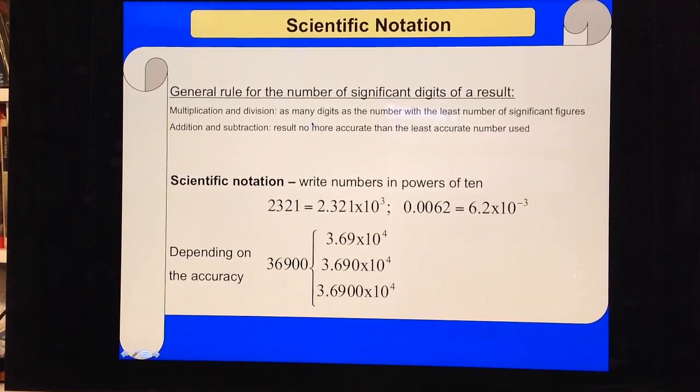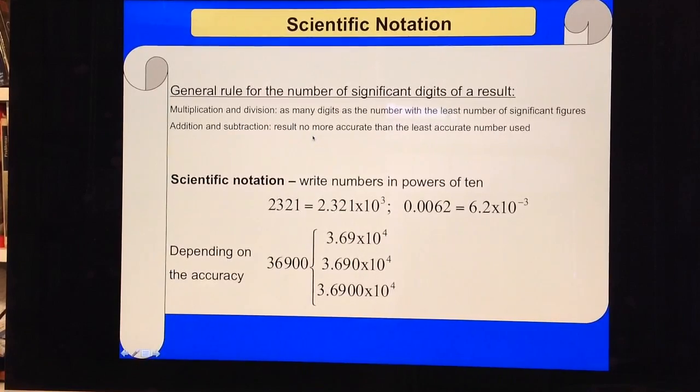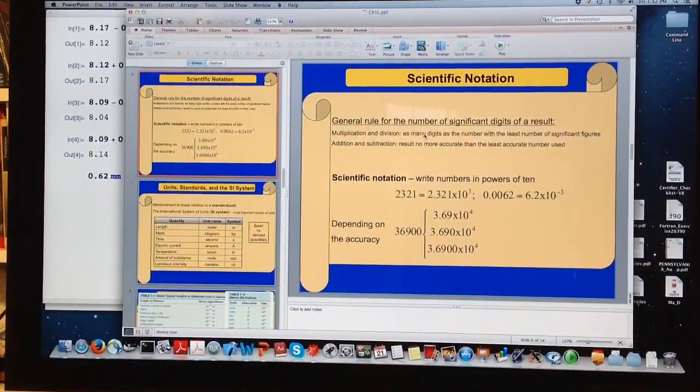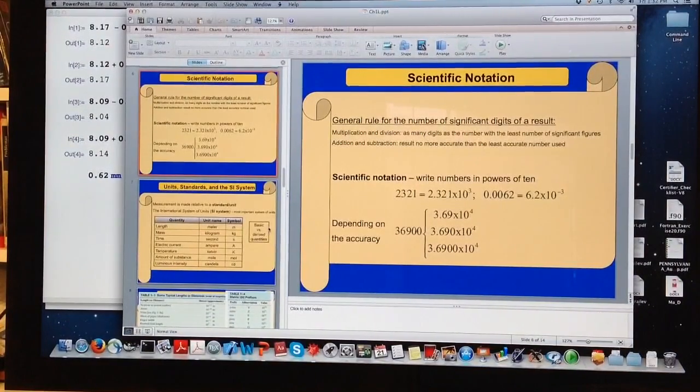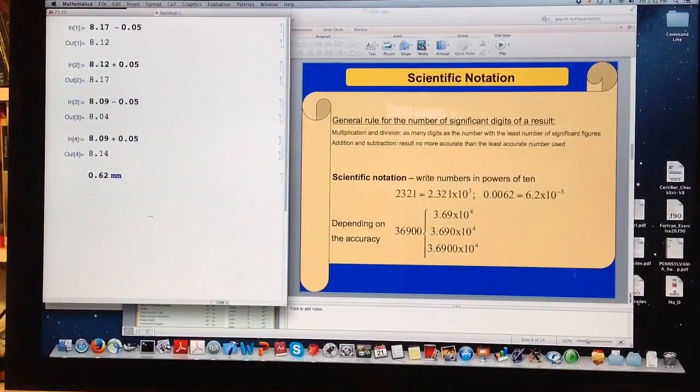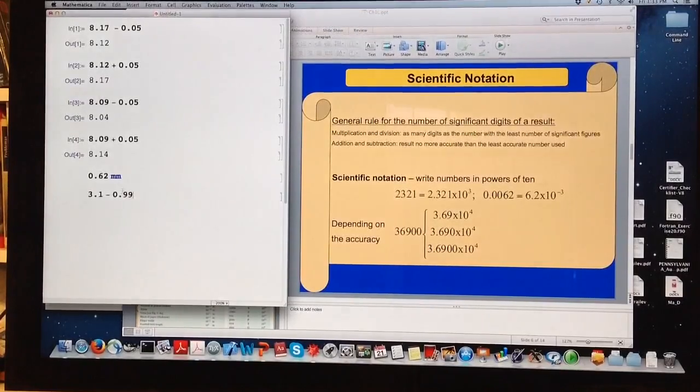Now, if you are adding or subtracting numbers, there is also a rule, and the rule is the result cannot be more accurate than the number with the least accuracy. What do we mean by that? Suppose we have a certain subtraction, let's say 3.1 minus 0.99. So this first number has accuracy at 1. This other number has accuracy of 2 digits after the dot.